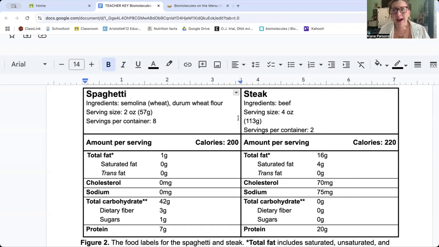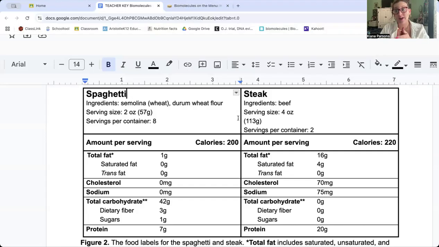All right, let's compare the carbohydrate content. 0 grams of carbohydrates in the steak, while there's 42 grams of carbohydrates in the spaghetti. We've got 3 grams of dietary fiber in the spaghetti. So, dietary fiber is typically cellulose, a carbohydrate that is unable to be broken down, but it is able to travel through the digestive system, and that dietary fiber remains mostly whole in the large intestine, as we'll talk about a little bit later, and it helps us digest and void our waste. So dietary fiber is a good thing.